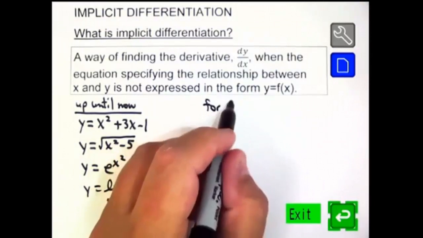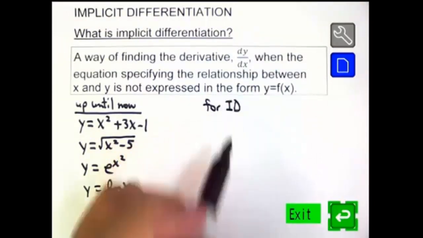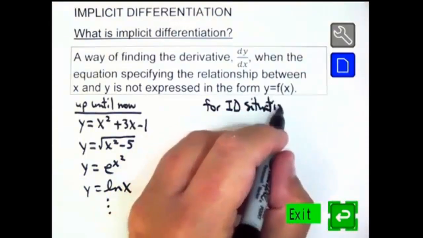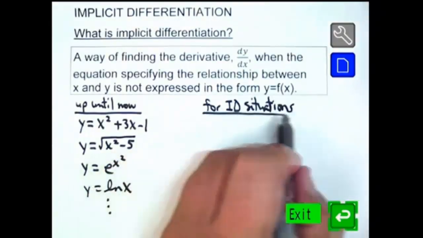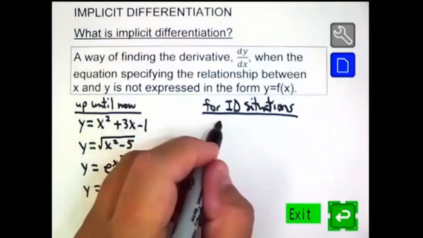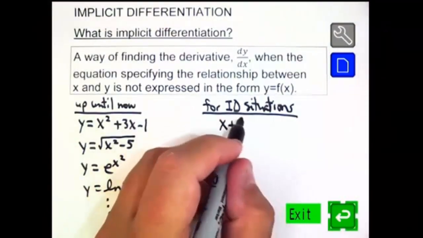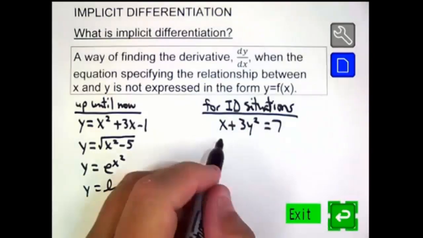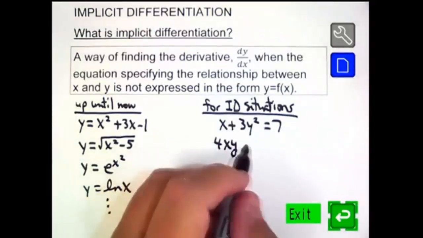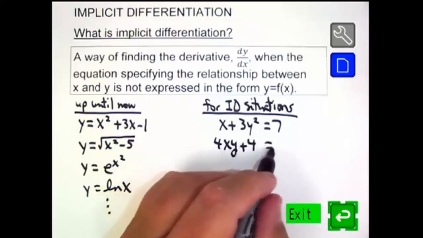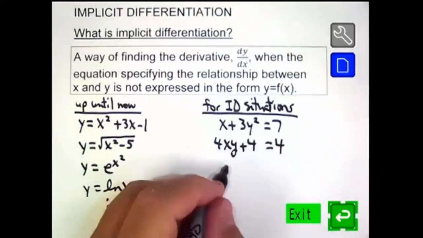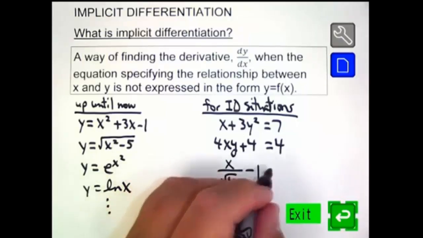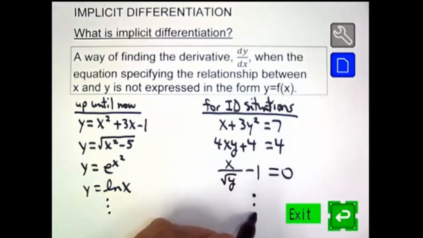But for implicit differentiation, I'll call it ID, situations where implicit differentiation would be appropriate. You might have an equation like x plus 3y squared equals 7, or maybe 4xy plus 4 is equal to 4, x over the square root of y minus 1 is equal to 0. And again, you could go on and on and on.